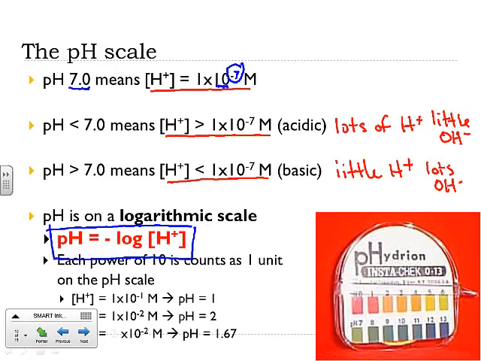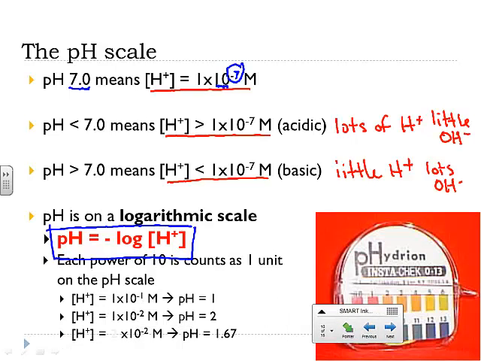Like I said, each power of 10 counts as a single unit on the pH scale. So if we have an H+ concentration of 1 times 10 to the negative 1, the pH is equal to 1. Or 1 times 10 to the negative 2, the pH is 2. I want you to ignore this one at the bottom of the screen here. We'll see what happens when we have things that aren't 1 up here. But if you have the power of 10, it will always correspond to a pH unit.